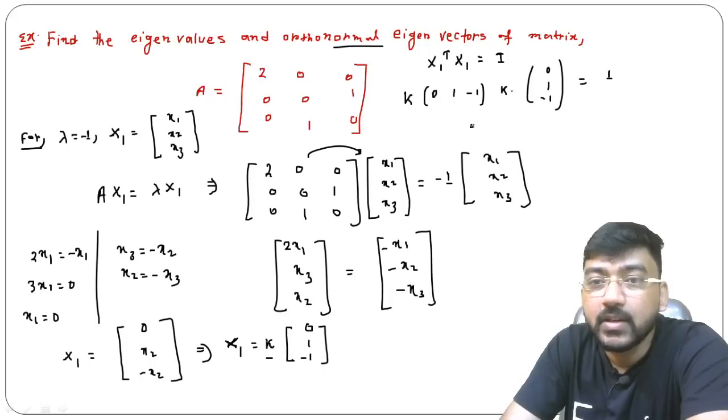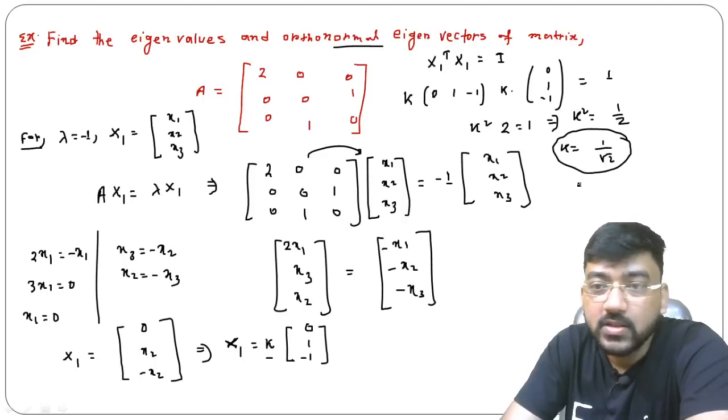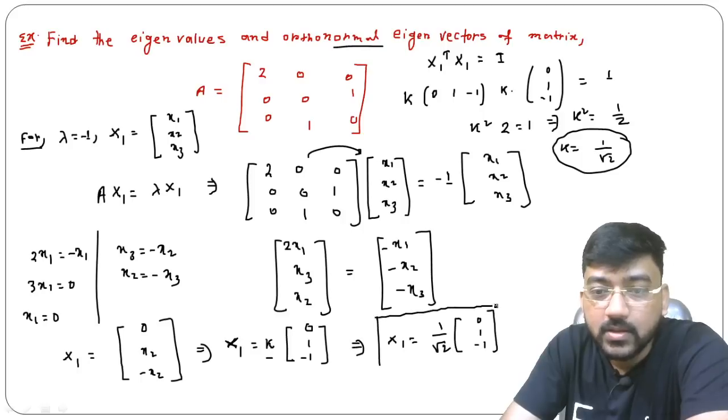So you can see from here that your k square into what we have, 1 plus 1, that is 2, equal to 1. So your k square will be 1 by 2. So your k will be 1 by root 2. So this is your normalization constant. So your x1 will be 1 upon root 2 times [0, 1, -1]. So this will be your eigenvector.